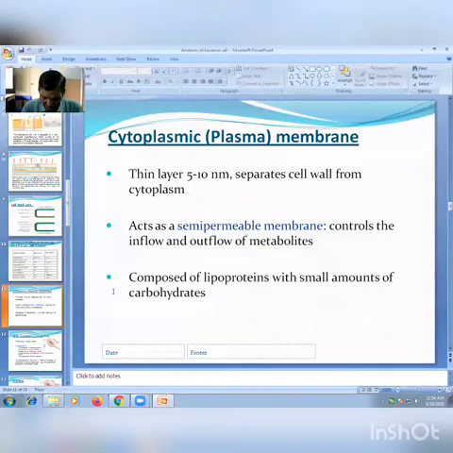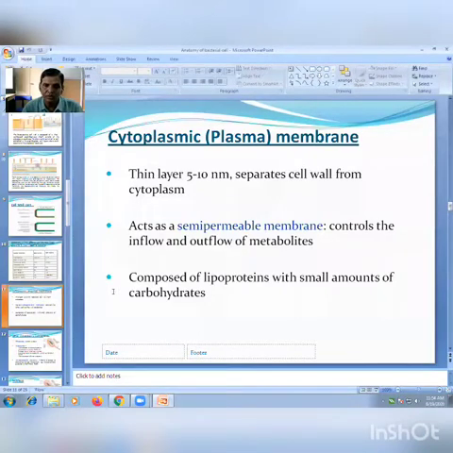After the cell wall, the next one is the cytoplasmic membrane, or cell membrane, or plasma membrane. It is known by various names. The cytoplasmic membrane is generally present in all cells, animal, plant, and bacterial, and has the same structure. It has unity, the same structure. It is thin, 5 to 10 nanometer, and separates the cell wall from the cytoplasm. It consists of proteins, lipids, and carbohydrates.